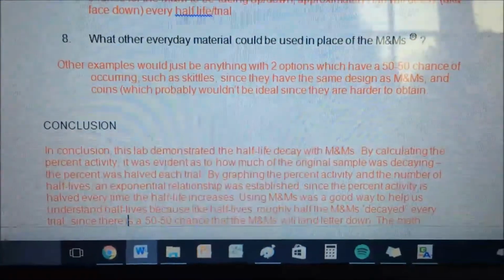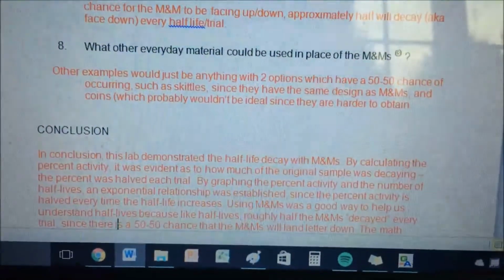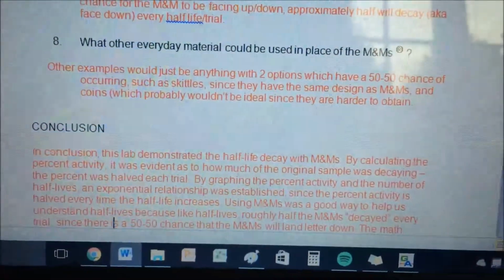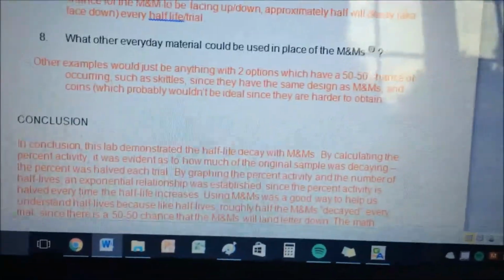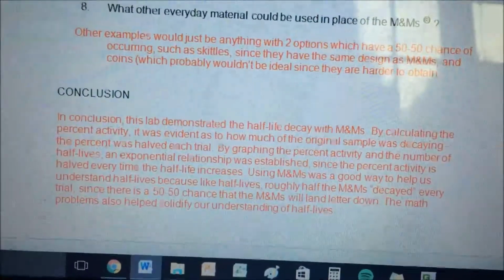Some other everyday materials that could be used would be anything with 2 options or a 50% chance of occurring, such as Skittles, since they have the exact same design, and coins, which probably wouldn't be ideal because they're harder to obtain that many.